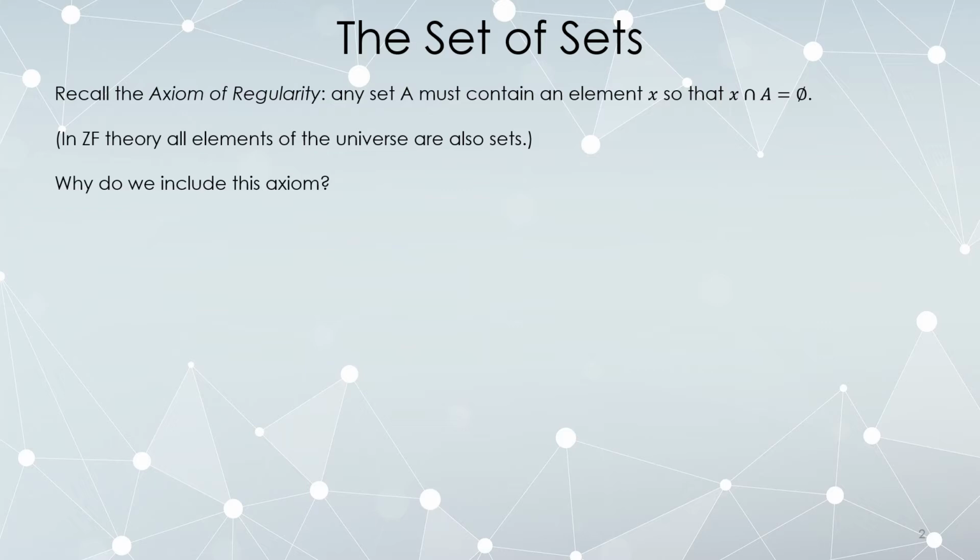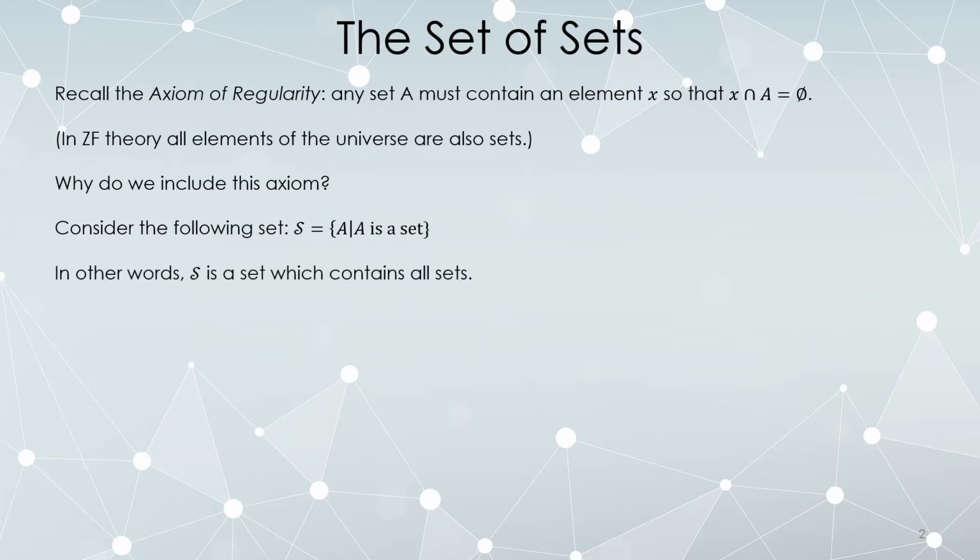So why is the axiom of regularity included? Consider trying to construct the following set. S is a set. What elements are in it? All possible sets. So any set you can construct is an element of S. So it's a set that contains all sets.